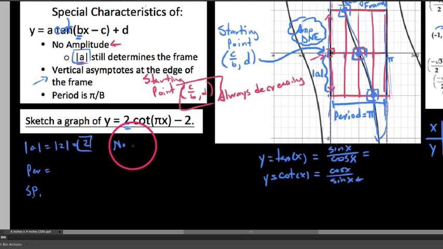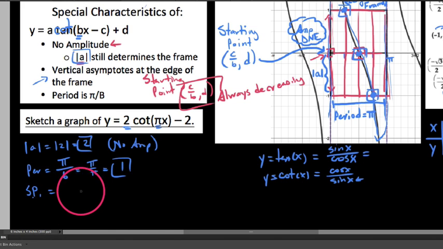As a matter of fact, we're going to write that this has no amplitude. With respect to the period, remember that with tangent and cotangent, these are the only 2 graphs that have a period of just pi. Every other trig function has a period of 2 pi. So we say pi divided by b in this case. Our b value here is just pi itself. So when we take pi divided by pi, an interesting thing happens. We get a period of just 1.